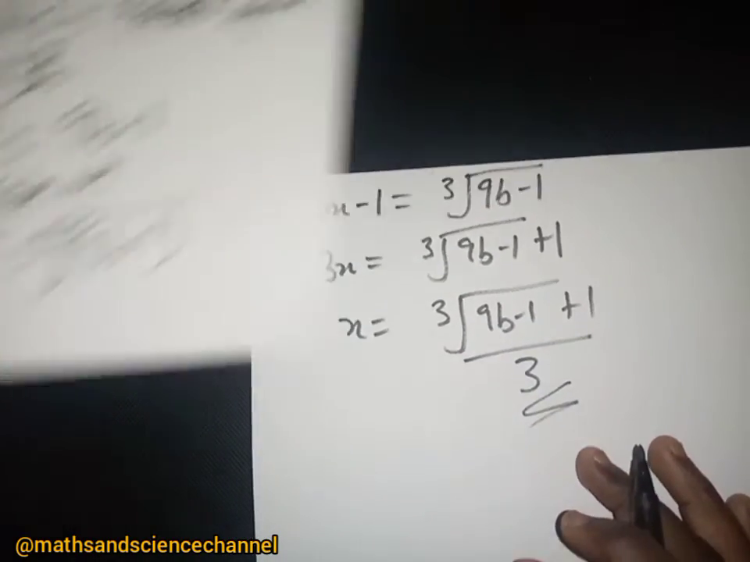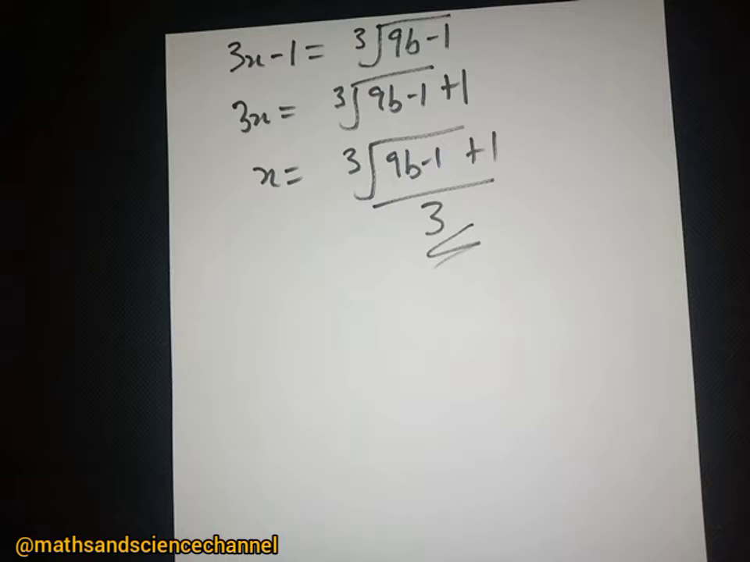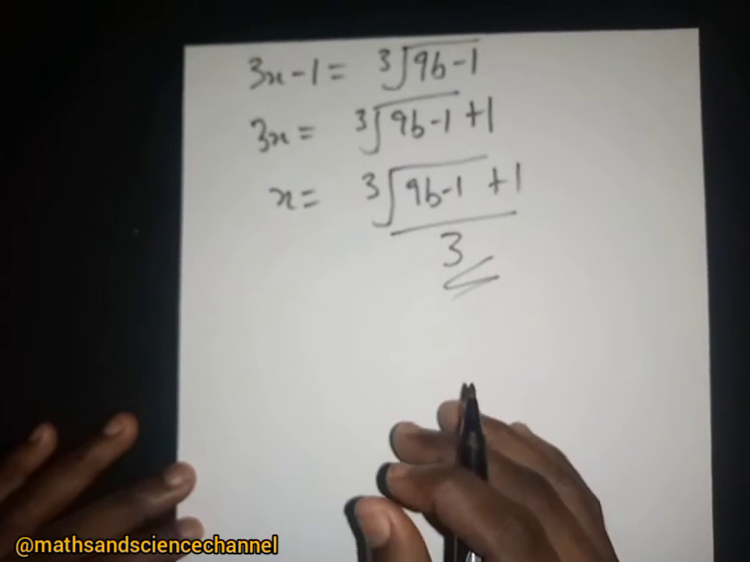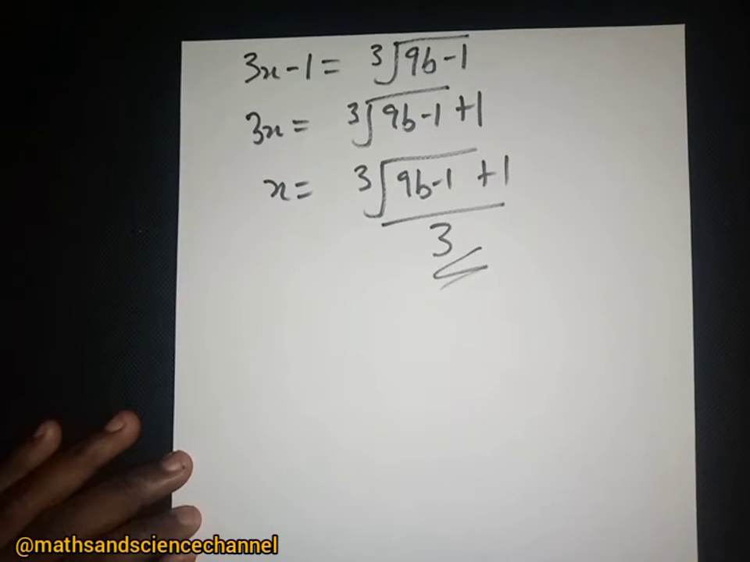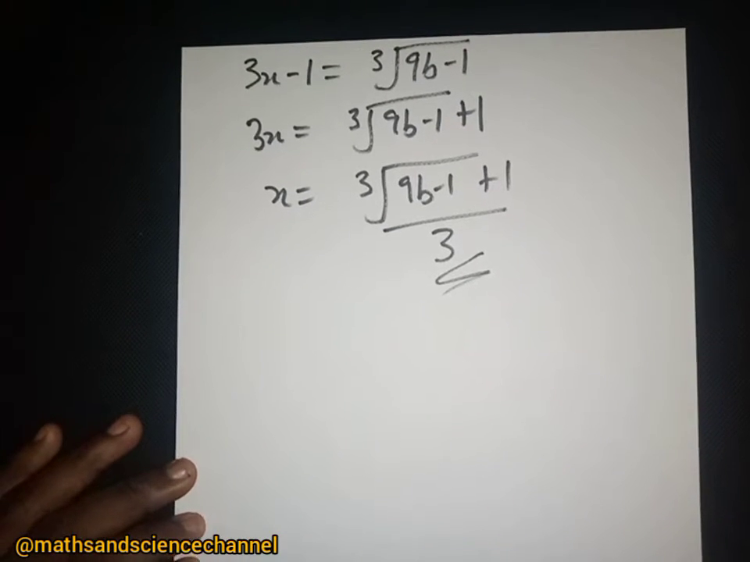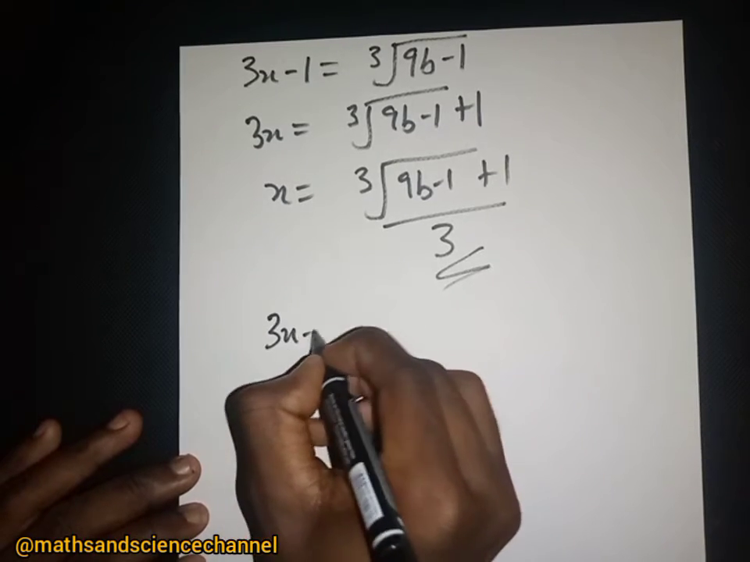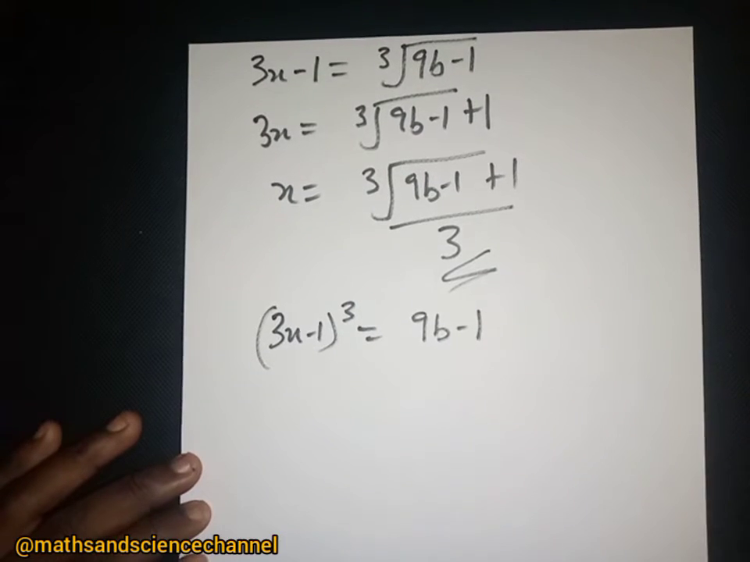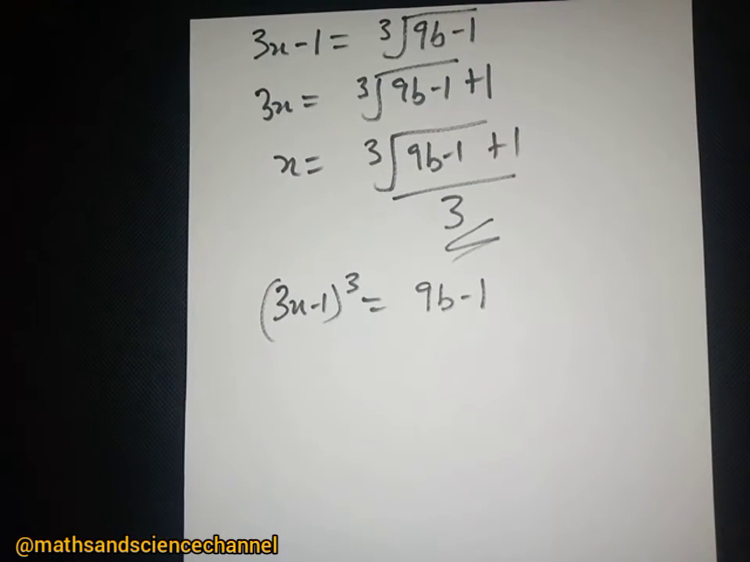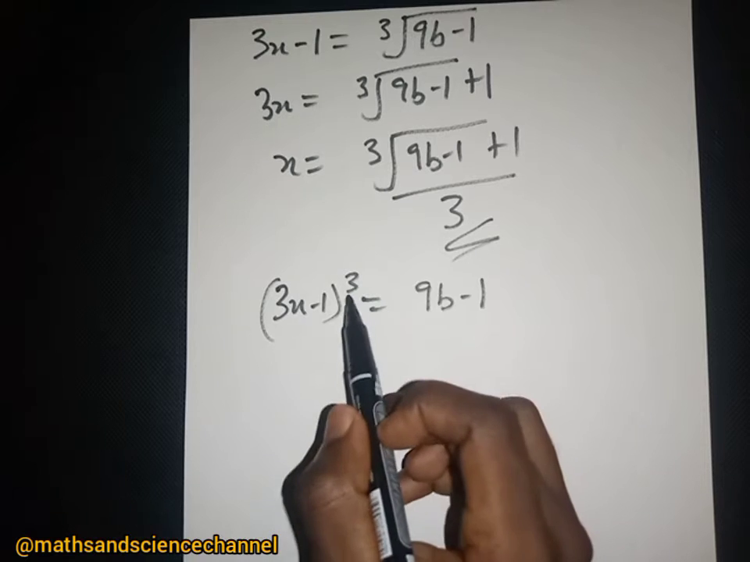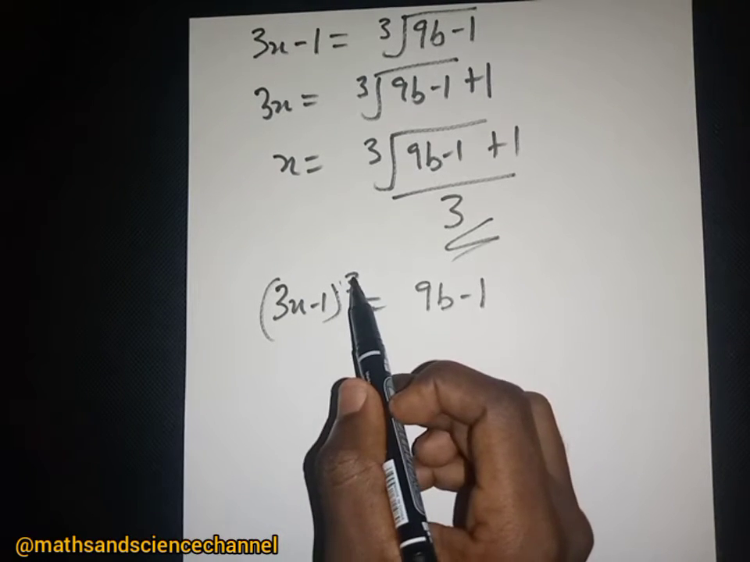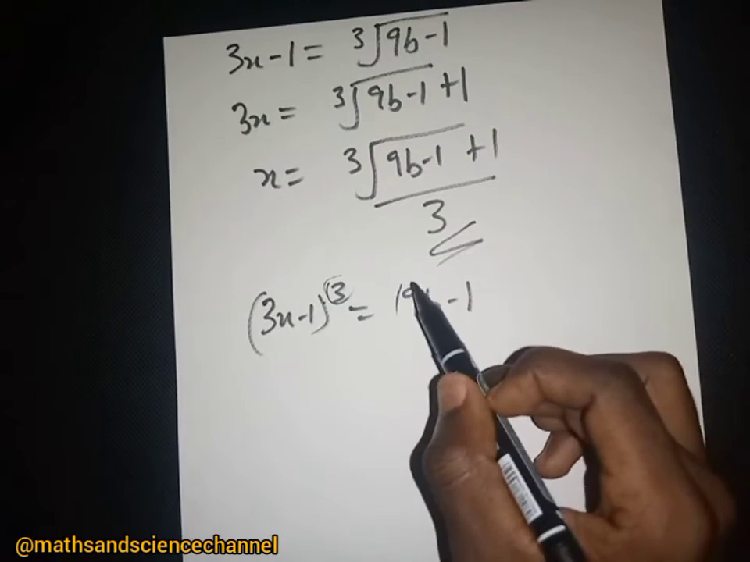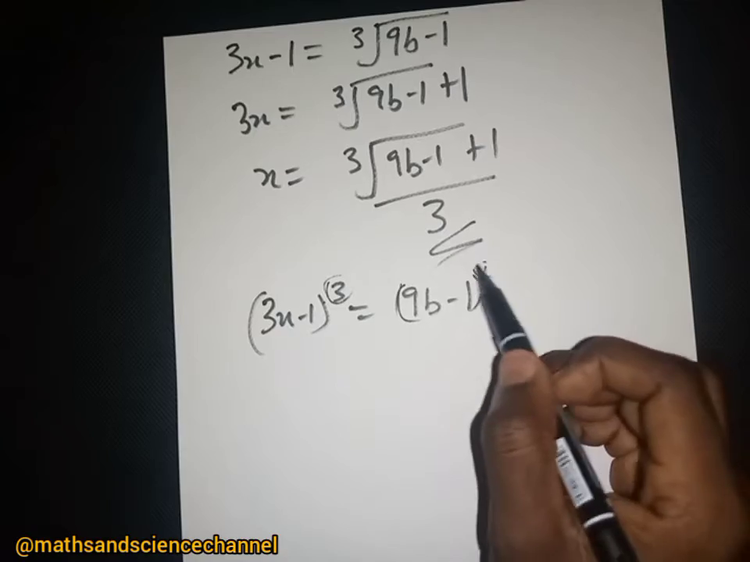So we are going to get 3 possible values for x, right? 3 possible values of x. So this is the first part. Now let's go back to where we started to find the value of x. We said that we have 3x minus 1 cubed being equal to 9b minus 1, right? So let's do it in this way also. So let's make this power also cube, since it has a power of 1.